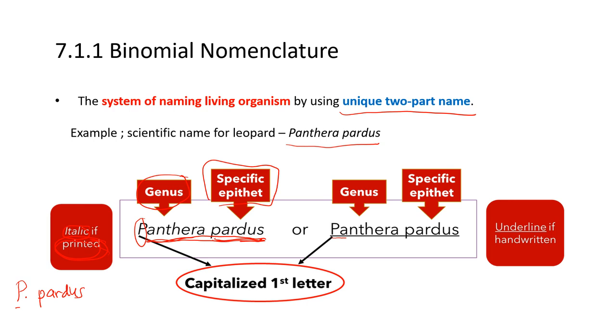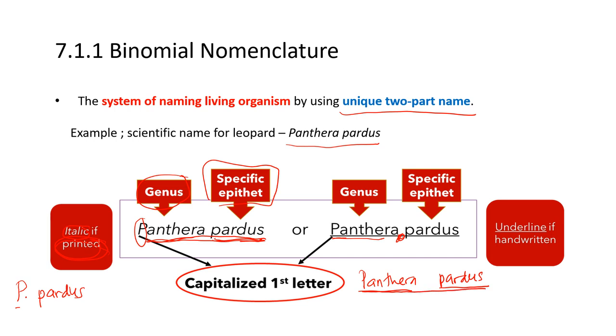Usually, when you underline the two names, there must be a gap between the genus and the specific epithet, like this. Pardus. So underline each name, but it is still accepted if you just underline the whole name.